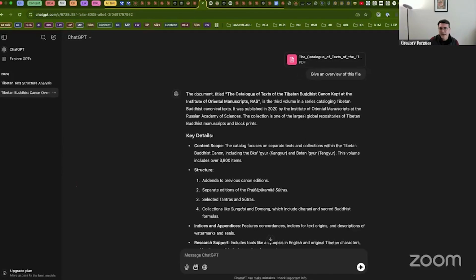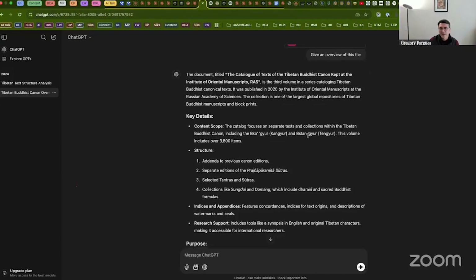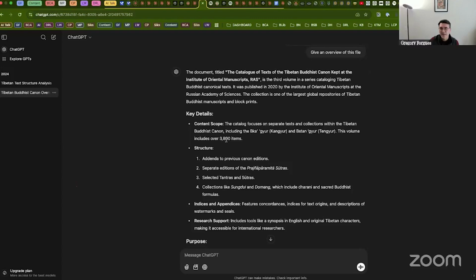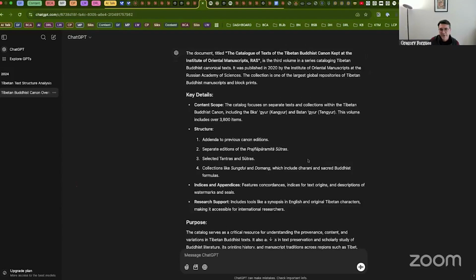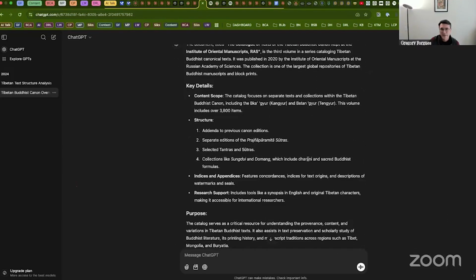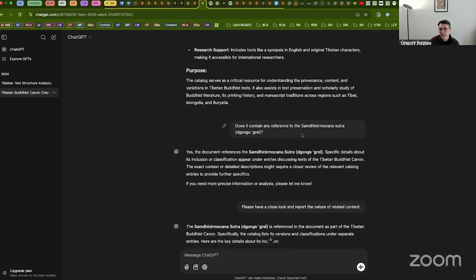It's a big catalog. I don't want to go and necessarily look at everything there, but you see, I'm asking for an overview of the file, and it's giving me this: the volume includes 3,800 items. And I'm looking for, for example, versions of the Sandhinirmocana Sutra, because I translated this text, and I was curious, do they have anything interesting here? I don't want to browse the whole thing, you know what I'm saying? So I'm just going there. Does it contain any reference to the Gongjang, right? To the Sandhinirmocana Sutra? Yes, and now it's good.